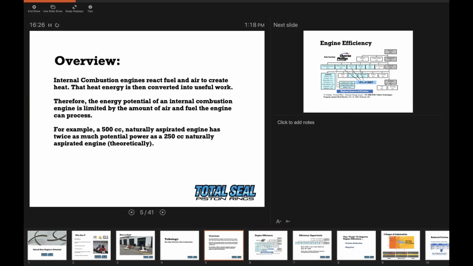From that perspective, the energy potential of an internal combustion engine is basically limited by the amount of air and fuel the engine can process. The old school way we talked about things, right? There's no replacement for displacement. The bigger the displacement of the engine, the more air and fuel it can process. Of course, you look at a small F1 engine, you're like, well, they make tons of power, but very small displacement, but they're processing the fuel more rapidly.